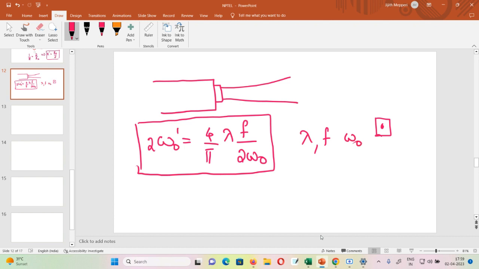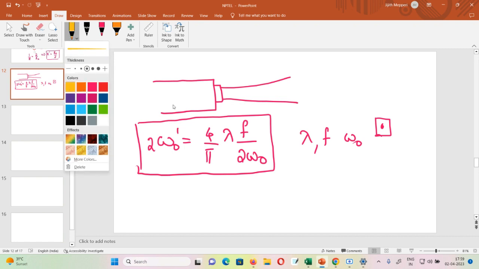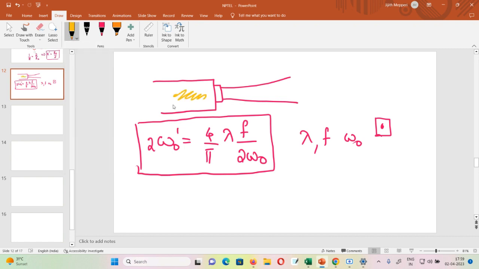Now just think that you have only a particular laser. This is your particular laser, so you cannot change your λ, because the wavelength coming out of the laser is a constant. So λ is a constant, and this you cannot change. Now you have only two parameters. One is the focal length of the lens, and another is the beam waist.